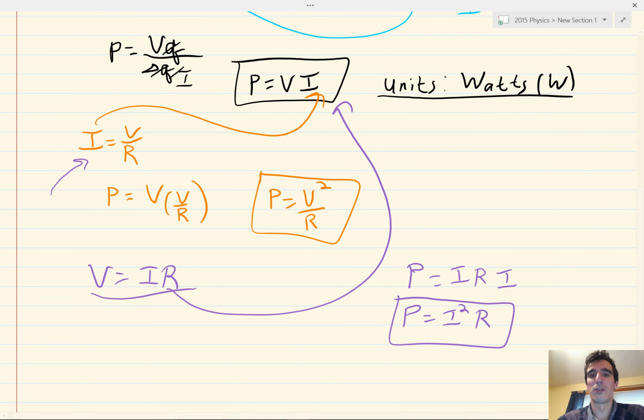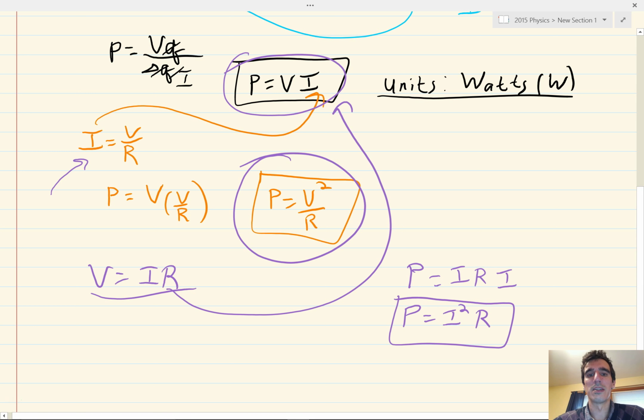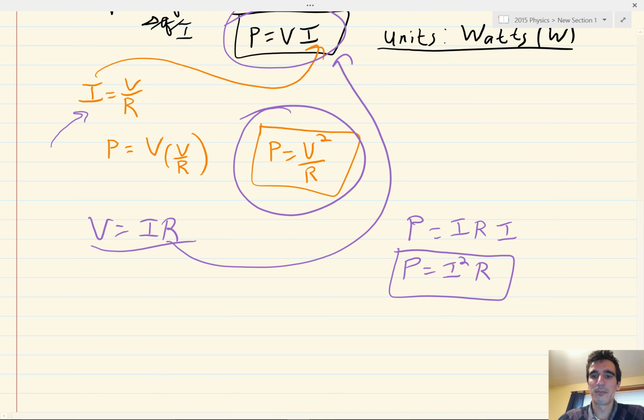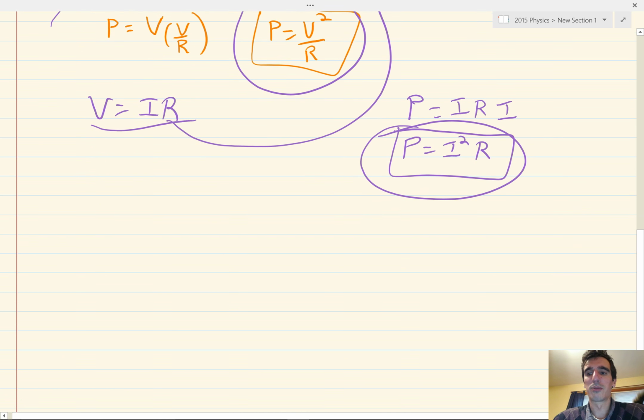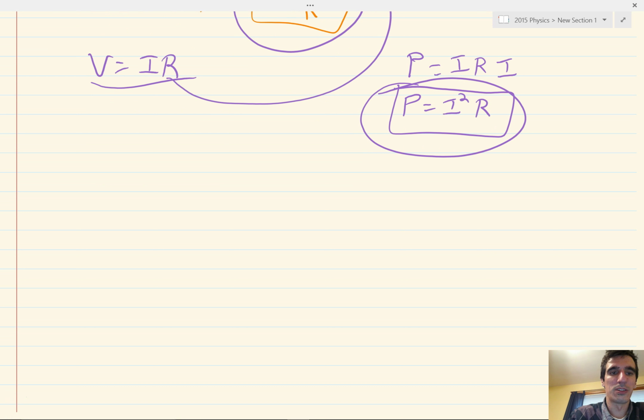So how do we know when to use these formulas? Well, if we look at the first formula, notice that that has V and I, so if we're not given the resistance of the wire, we'll use this one. The second formula has V and R, so if we're not given the current, we'll use the second formula. And the last one has I and R, so if we're not given the potential difference or the voltage, we use this one.